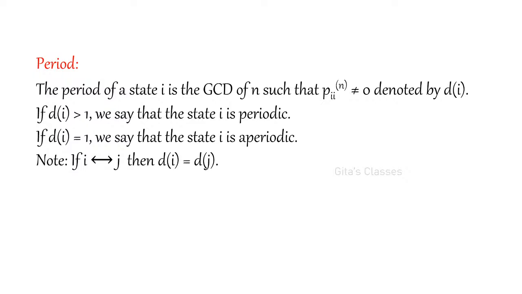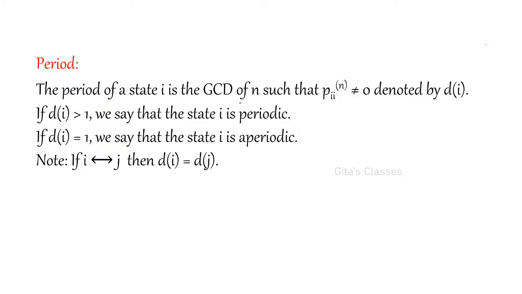Shall we go to the next one? Another important topic: period. The period of a state i is the GCD, greatest common divisor, of n such that p_ii^(n) > 0. That is, starting from i and coming back to i in n steps. p_ii^(n) means you have to start from i and come back to i in n steps, and it is denoted by d(i).